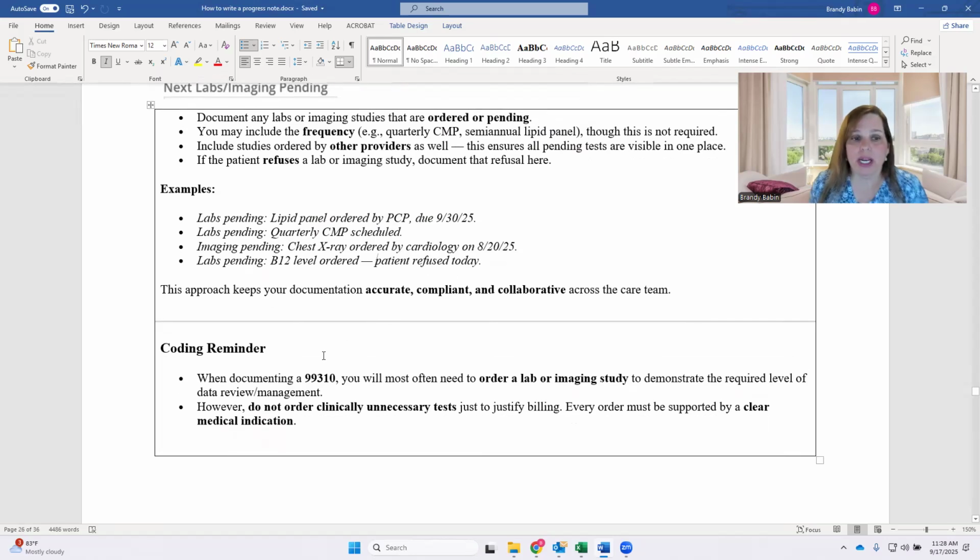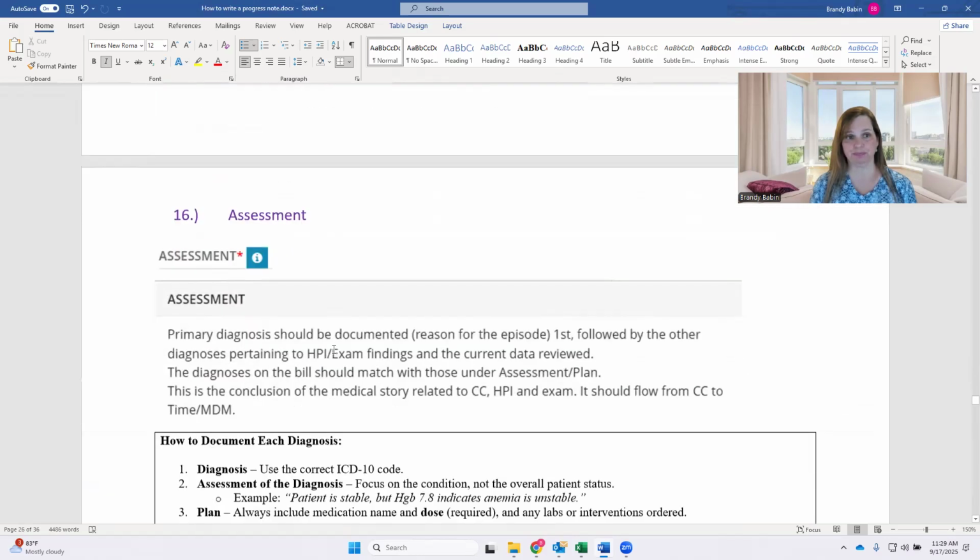So remember, when you're documenting a 99310, you're usually going to have to read a lab, add a lab, read someone else's note. So that could be psychiatry, that could be wound care, that could be anyone that is outside of the facility. So usually you're going to need those three, and then the collaboration, which is free. We do collaboration on every patient. So remember, if you're pulling that 99310, we're going to want that data to substantiate that.